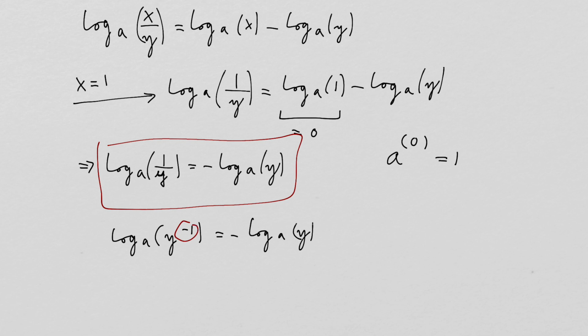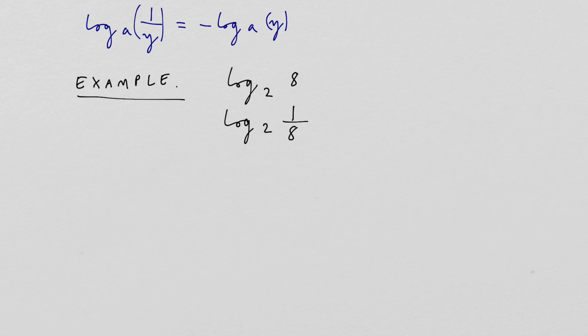It tells that we can put the minus 1 in the front. By using this rule we can calculate these numbers. At first, what should be the power of 2 so that we would get 8? 2 to power 3 is 8. So log 2 of 8 is 3.